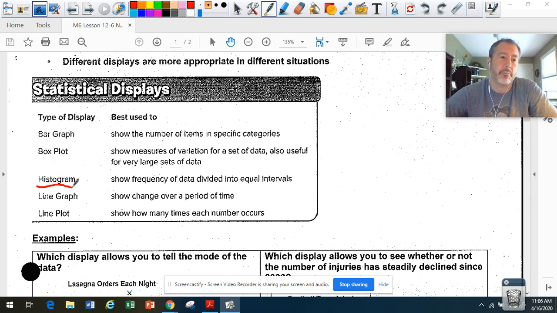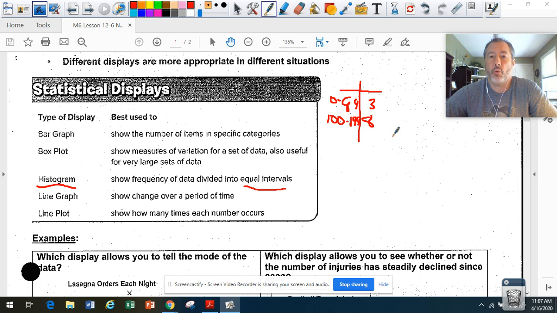We have our histogram. Okay, the histogram shows the frequency of data divided into equal intervals. If you remember, that's where we created our frequency table here. Okay, let's say we did our intervals here. Let's say we're saying, hey, how many people read from 0 to 99 pages in their book? Okay, we may say, okay, there were 3 people who did that. Okay, how many people read from 100 pages to 199 pages? Okay, and we say, hey, there's 8 people here.